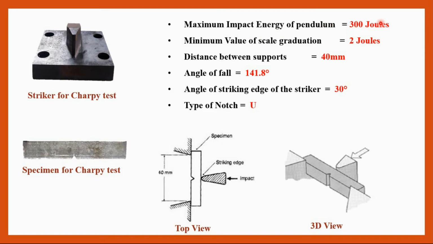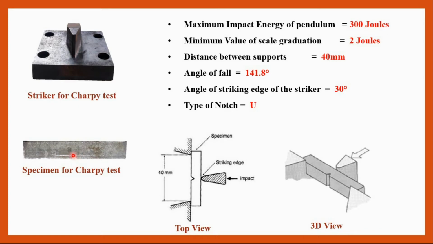Maximum impact energy of pendulum: the maximum energy stored in that hammer will be 300 joules. Minimum value of scale graduation, meaning the least count of that graduation, is 2 joules. Then the distance between the supports is 40 mm, meaning if I place the specimen over the anvil, the distance between the supports will be 40 mm. The angle of fall is 141.8 degrees, meaning the pendulum is placed at the angle 141.8 degrees to get the maximum energy 300 joules. And the angle of the striking edge of the striker, this edge, is 30 degrees, and the type of notch in the specimen is a U notch.